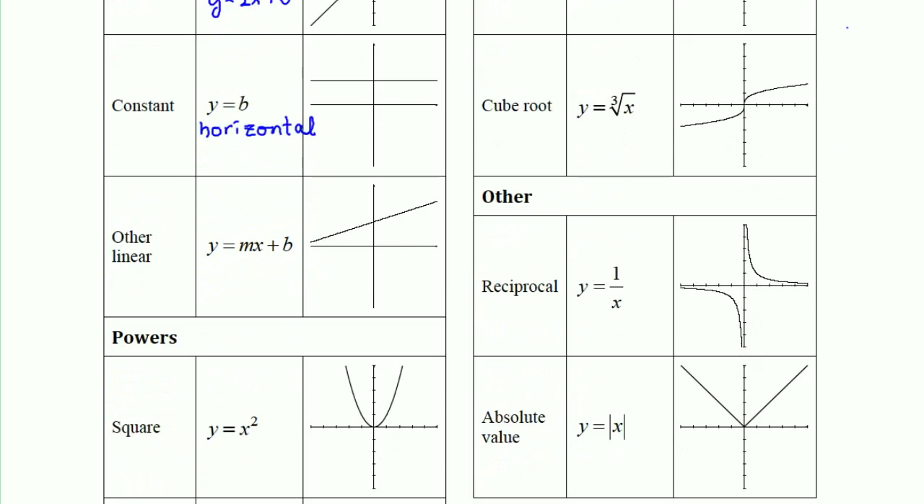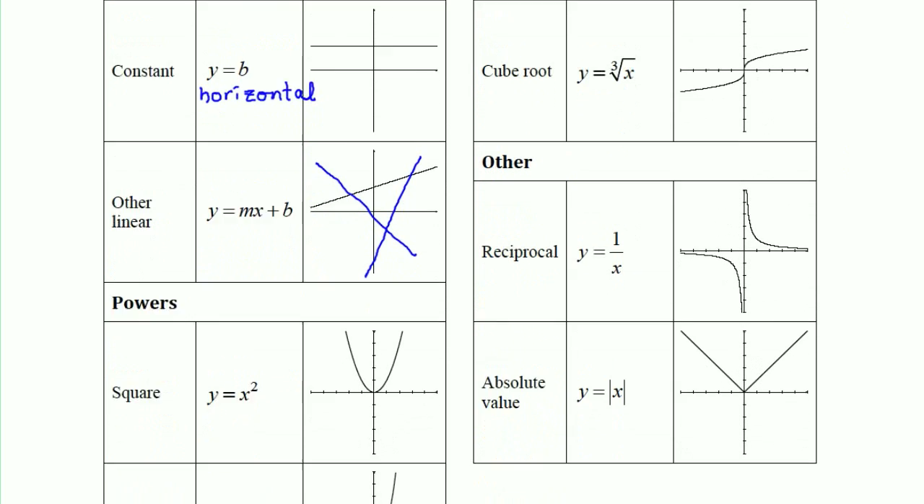The next category we have is all other linear functions of the form y equals mx plus b. So these could have a positive slope, a positive y-intercept. They could have a negative slope, a negative y-intercept. There's lots and lots of different graphs that could fit into this category. We're just trying to summarize them all with this one form. So the point here is that we want to be able to recognize that if our equation is of the form y equals mx plus b, our graph is going to be a straight line. It's going to be linear.